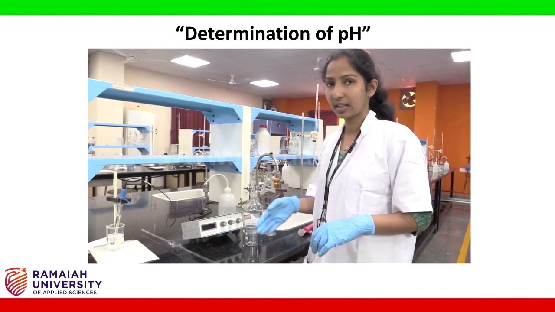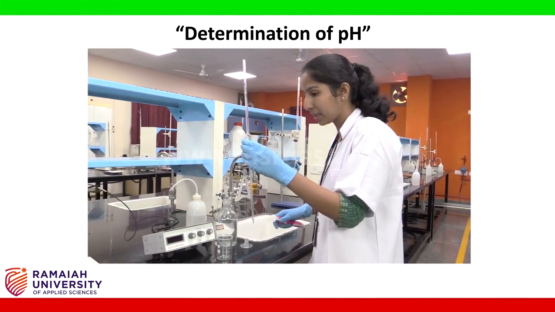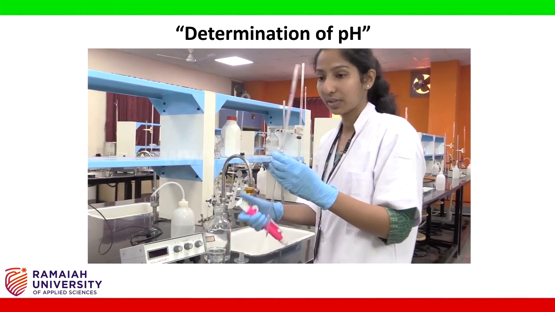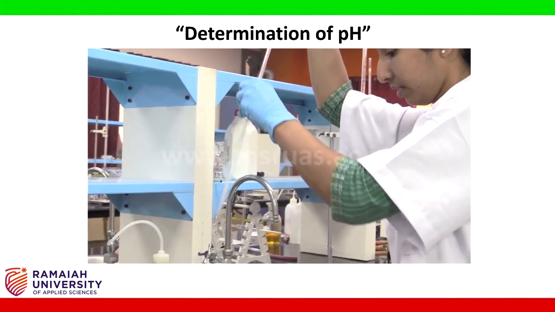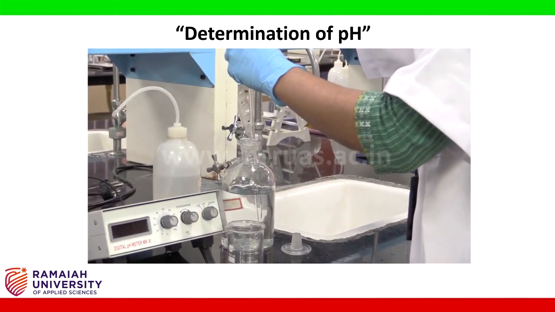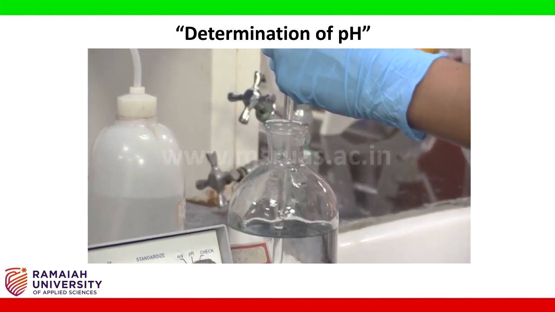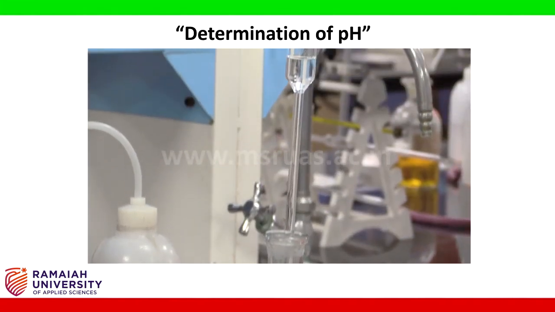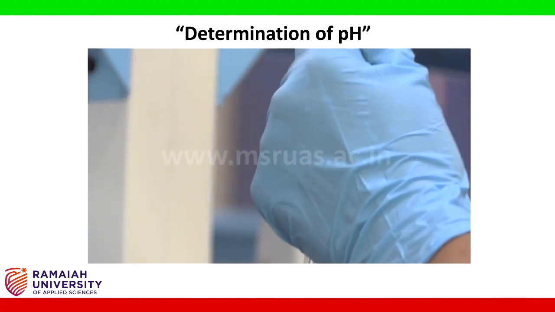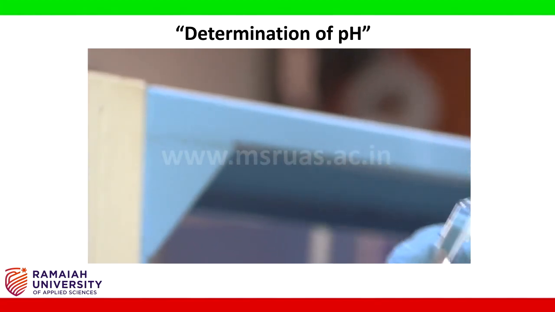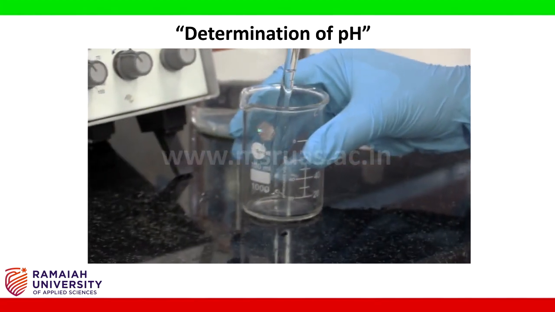After cleaning the pipette and the burette, we need to take 25 ml of sample in the pipette and then transfer it to the beaker. I am using a sucker. So now I have 25 ml of sample. I'm going to transfer it into the beaker.